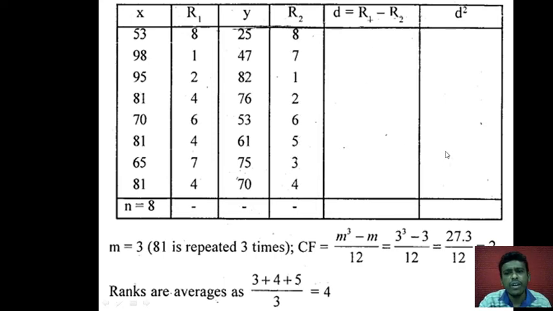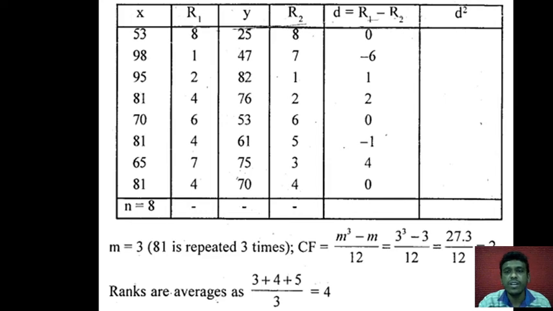Hereafter your problem reduces to a very simple thing, that is D equal to R1 minus R2, 8 minus 8, zero. So 8 minus 8 is 0, 1 minus 7 equals minus 6, and so on. This way if you do R1 minus R2, that is you find the deviation, you will get this.